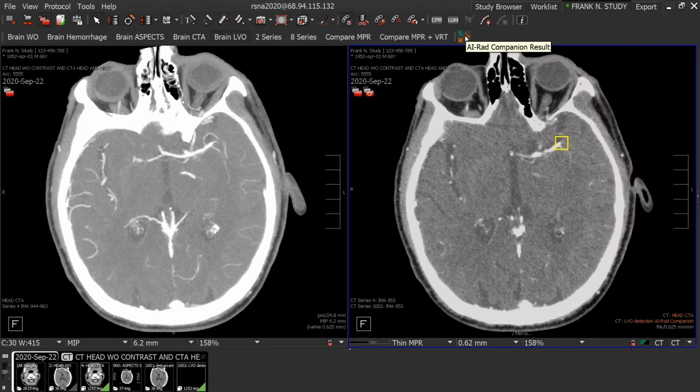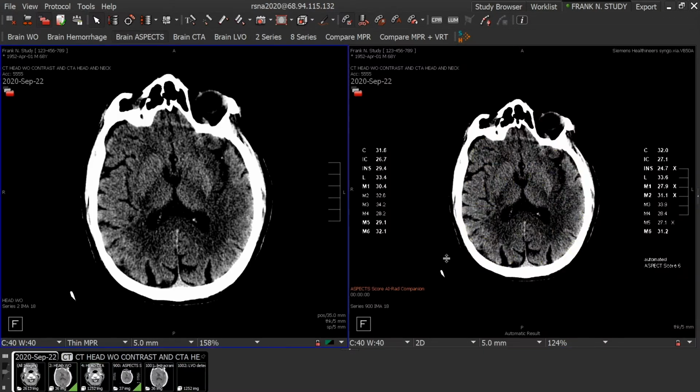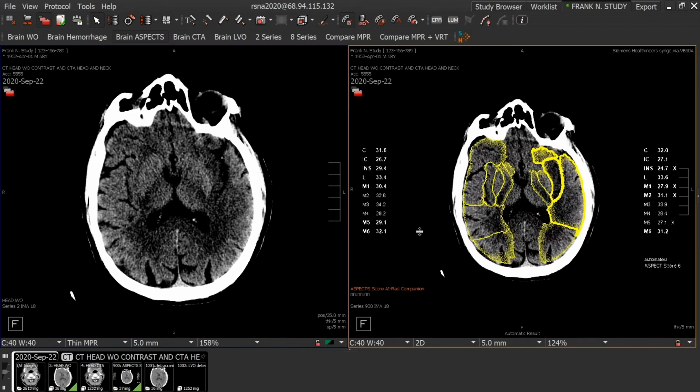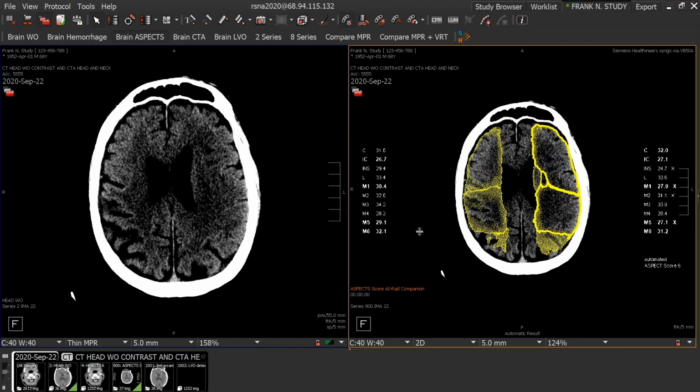Another important point here. The aspect score overlays shown here are a great example of interpretable AI results, giving the radiologist more insight into how the AI algorithm might have arrived at an aspect score of 6. Even though our neuroimaging expert disagrees with one of the AI results, the total package and implementation can still save valuable time, especially for non-subspecialists.